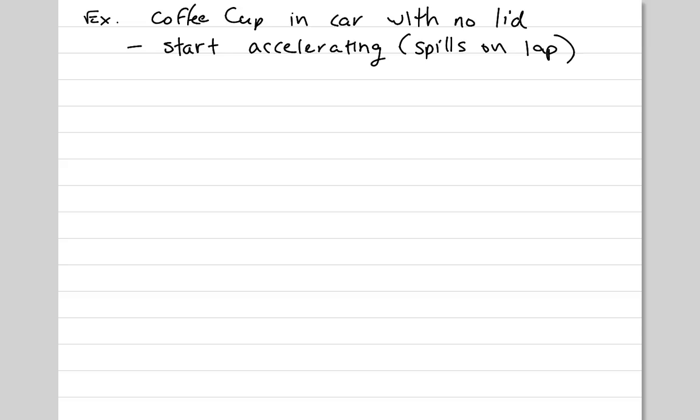Okay. So what happens when you make turns? Does it spill? If I turn to the left, it spills on the right. So why is that? It wants to stay where it's at. You go to the left, it's still there, it's left over on the right. Spill on the opposite side.